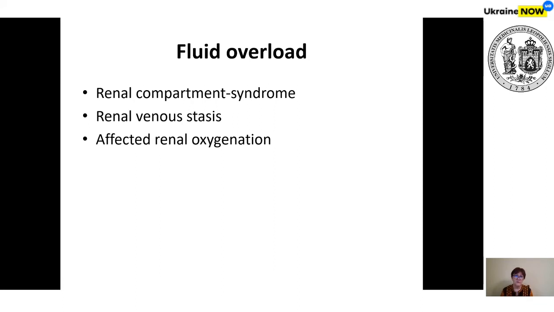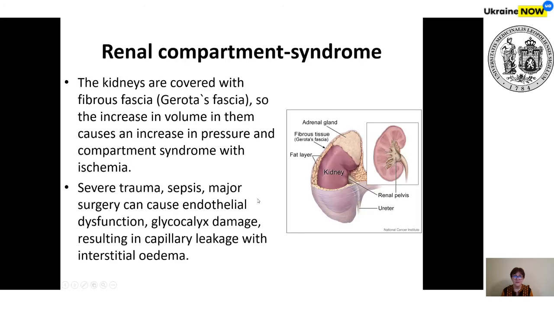Fluid overload can cause renal compartment syndrome, renal venostasis, and affected renal oxygenation. The kidneys are covered with fibrous fascia. It's called Gerota's fascia. So the increase in volume in them causes an increase in pressure and compartment syndrome with ischemia. Severe trauma, sepsis, and major surgery can cause endothelial dysfunction and glycocalyx damage, resulting in capillary leakage with interstitial edema.